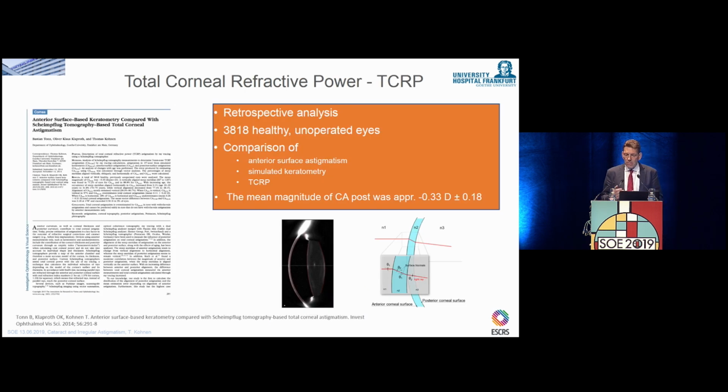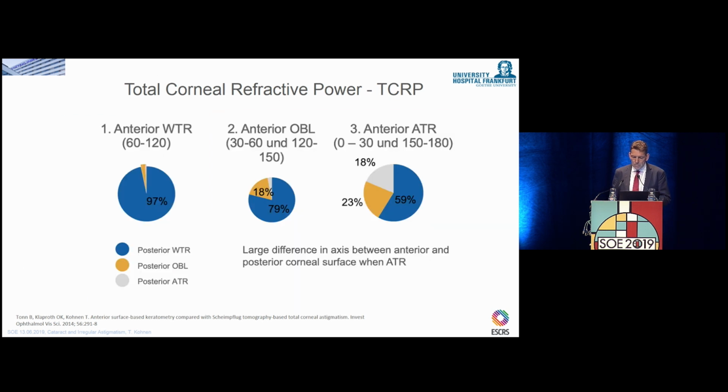We looked at this in two papers. One was on our regular patients, total corneal refractive power in 3,800 healthy eyes. We looked at the anterior, the posterior, simulated keratometry, and the total power. And the mean magnitude, as I mentioned, was minus 0.33 diopters.